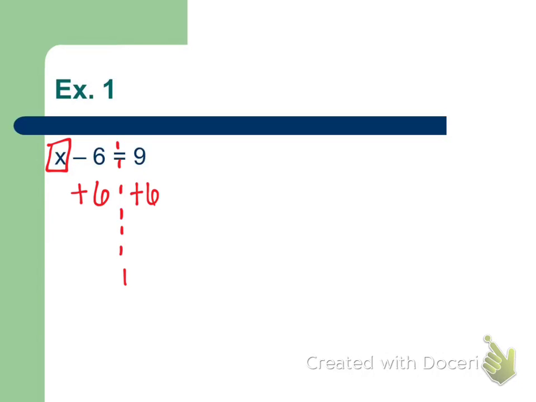Alright, now when we add 6 to a minus 6, what happens? Cancels out, it's a 0. So that's just kind of gone, right? We can cross it out. So we're left with x equals, what is 9 plus 6?